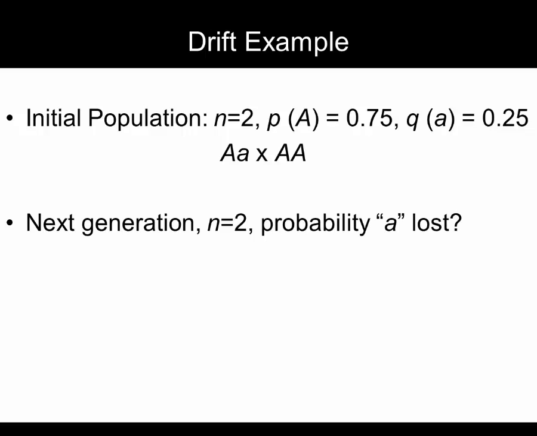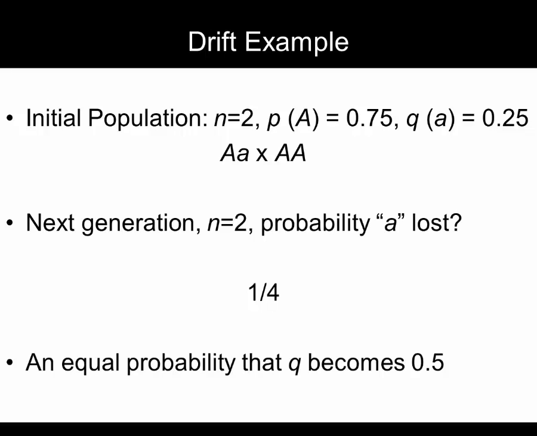Well, there's a 50% chance that any given child doesn't get a recessive allele. So there's a 25% chance that neither child gets a recessive allele, and q becomes 0. Though it's equally likely that both children get a recessive allele, and q increases to 0.5.